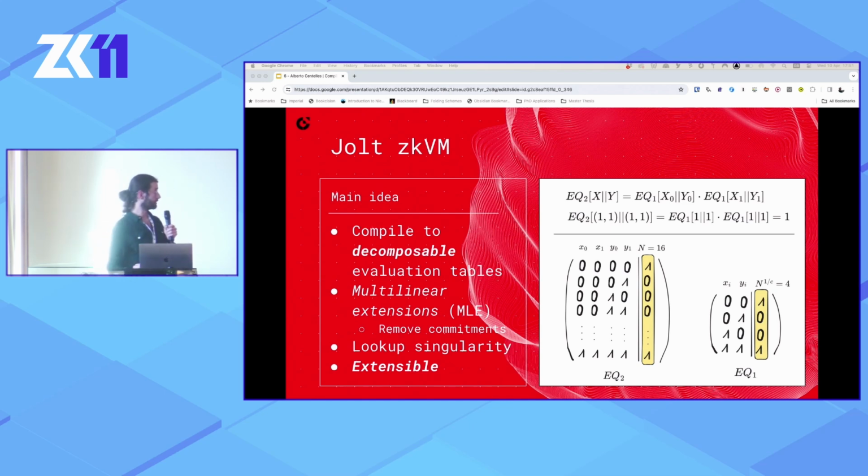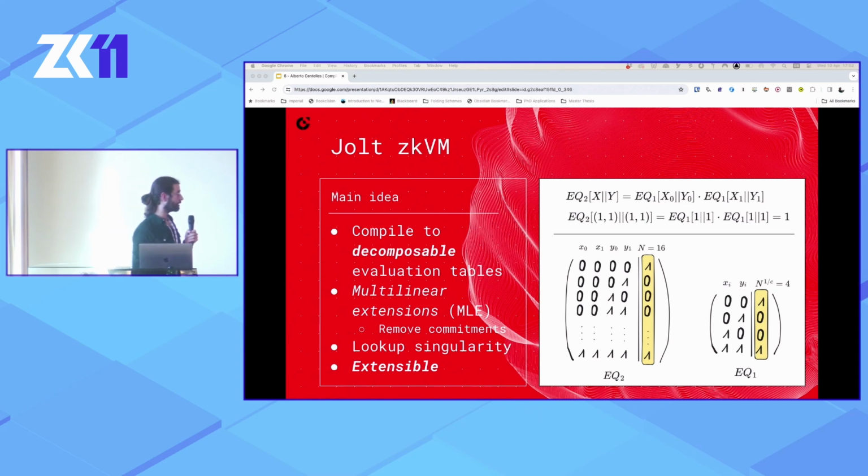The main idea of Jolt is that we are now compiling to composable evaluation tables. What composable means is that you can take an evaluation table and split it into chunks, like smaller subtables. And then you can provide a combining function that glues them together. In this case, for equality, it is the product. So if you destructure this big table into many small ones, and then you multiply them, you have the same result.